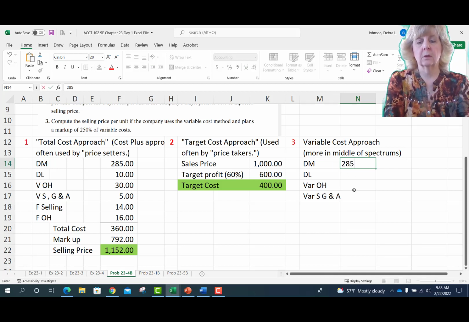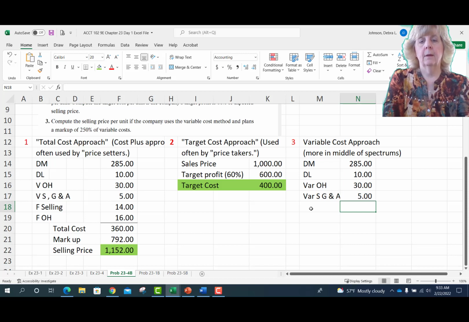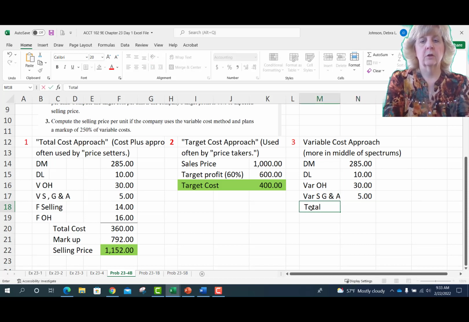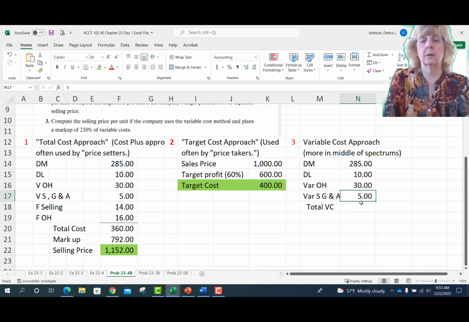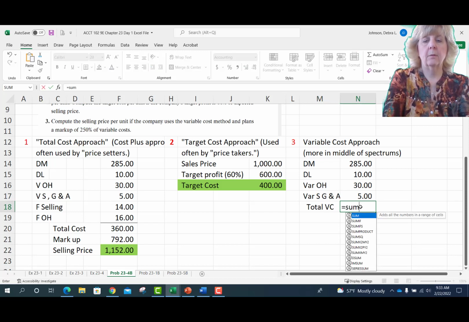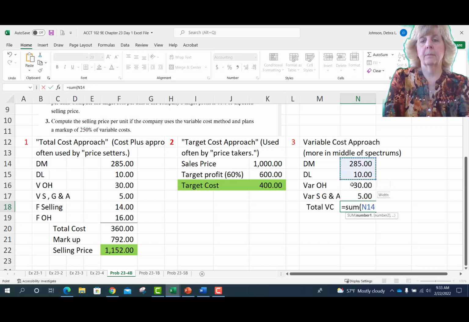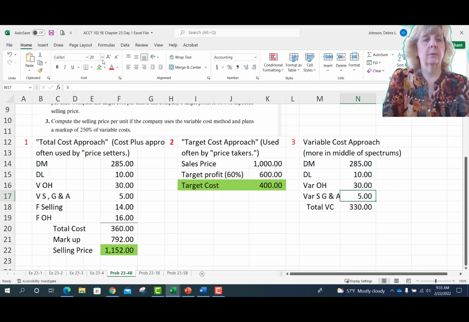So this would give us 285, 10, 30, and 5. Let me add that up. I'll call this total variable costs. We'll let the computer add it for us. Let me put a total line in there.